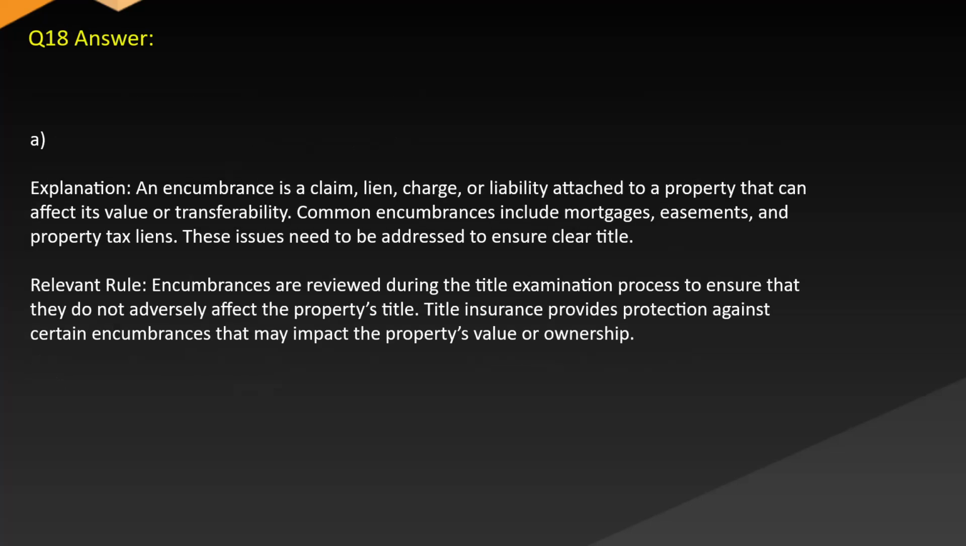Answer A. Explanation. An encumbrance is a claim, lien, charge, or liability attached to a property that can affect its value or transferability. Common encumbrances include mortgages, easements, and property tax liens. These issues need to be addressed to ensure clear title. Relevant rule. Encumbrances are reviewed during the title examination process to ensure that they do not adversely affect the property's title. Title insurance provides protection against certain encumbrances that may impact the property's value or ownership.